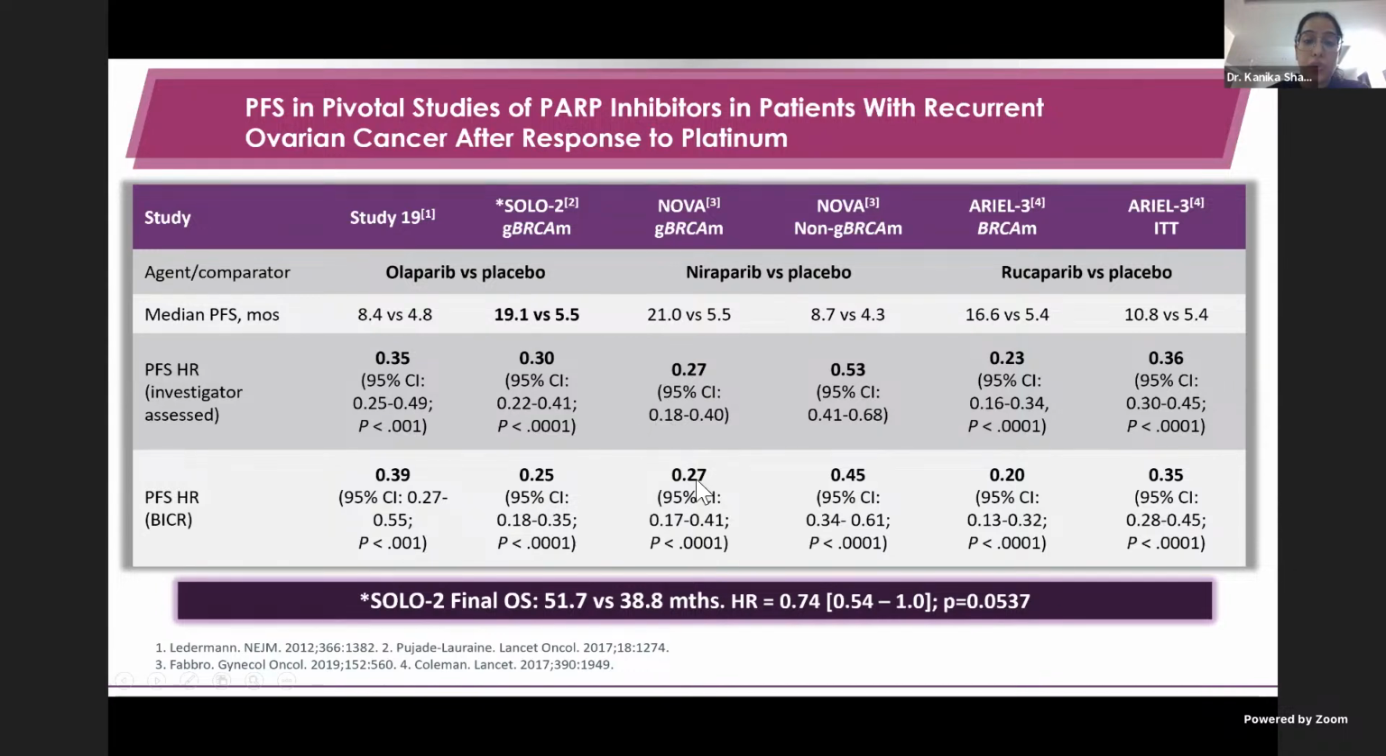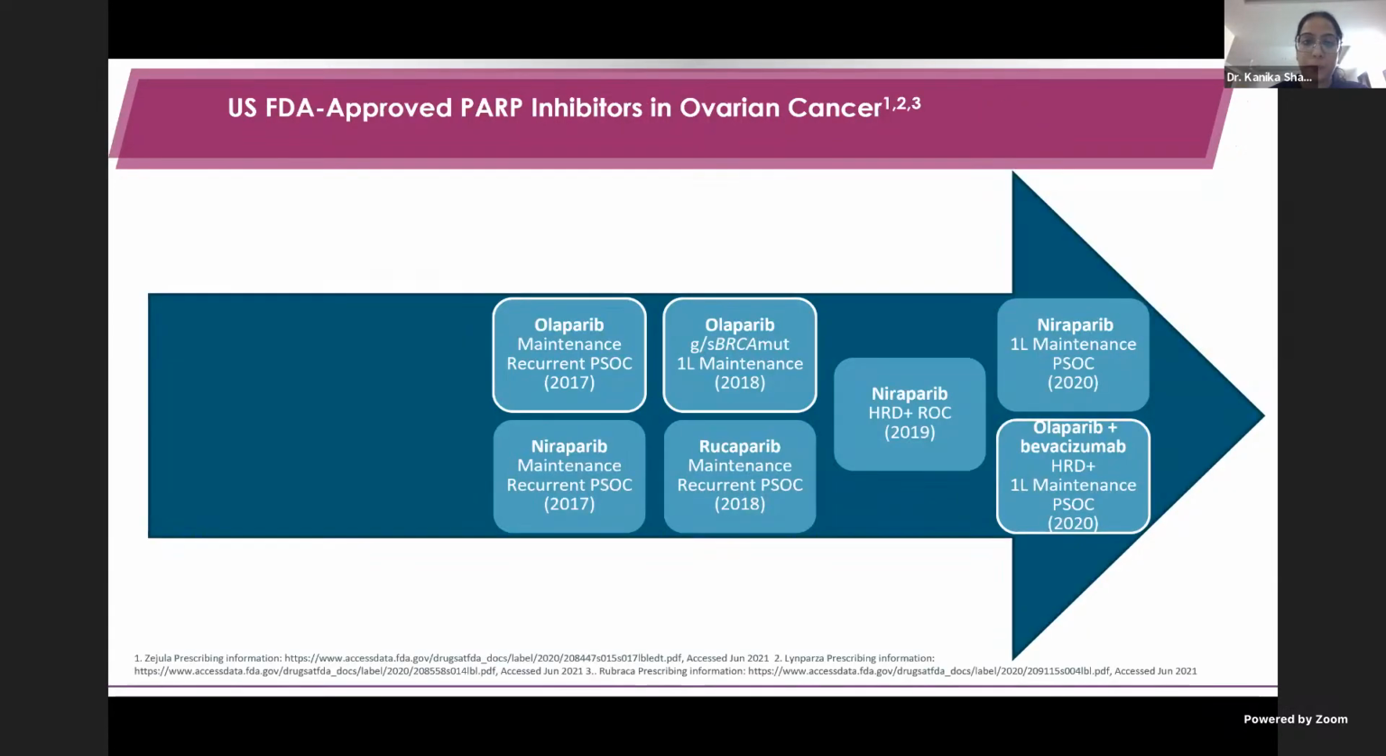So when we talk about the SOLO-2 final data, even the OS data now, because there are long-term data available with olaparib also. So in all the studies, there is a significant OS benefit in the olaparib arm, that is 51.7 months versus 38.8 months. Now the hazard ratio is 0.74. So talking about these figures in ovarian cancer, that too stage 3 and 4, it is a remarkable result.